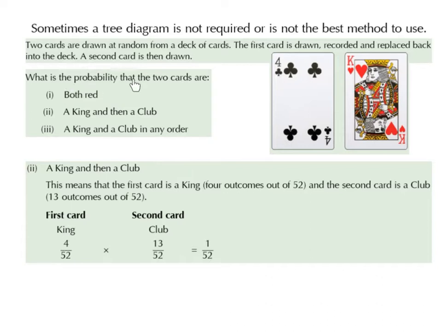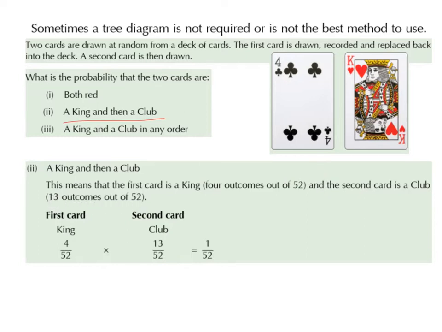What is the probability that the two cards are a king and then a club? This means that the first card is a king. There are 4 kings in a pack, so 4 outcomes out of 52. And the second card is a club. There are 13 clubs in a pack, so 13 outcomes out of 52.